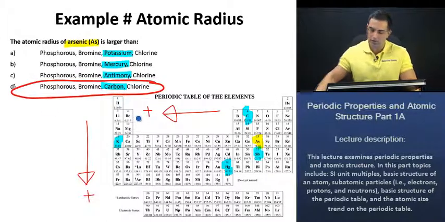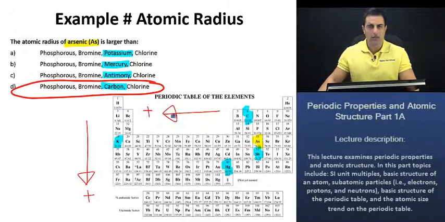as our trends predict that arsenic has a larger atomic radius over carbon. Thus, D is our best answer as such. The atomic radius of arsenic is larger than phosphorus, bromine, carbon, and chlorine. Great, let's now move on to our next slide.